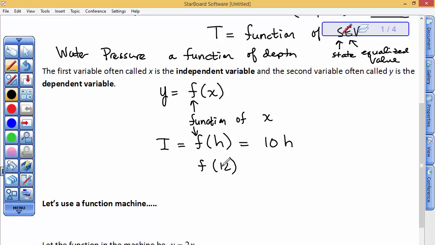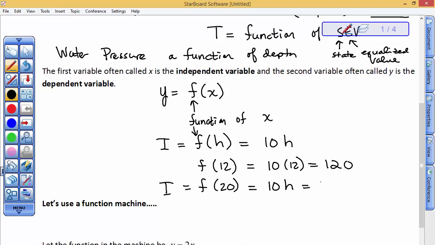Or if I asked you what your income would be, because it's a function of the number of hours you work, I might state it like this: find f of 20 in this formula, 10h. So I'm asking you to put a 20 in for h and tell me that your income is $200. I'm trying to show you here how I might ask. So f of 20 means put a 20 into the original equation and give me an output.